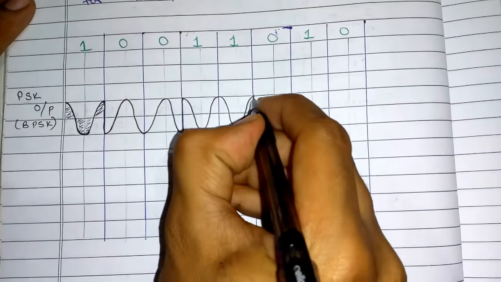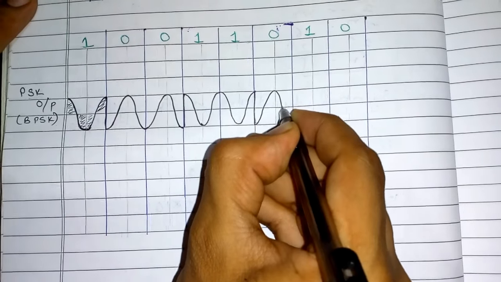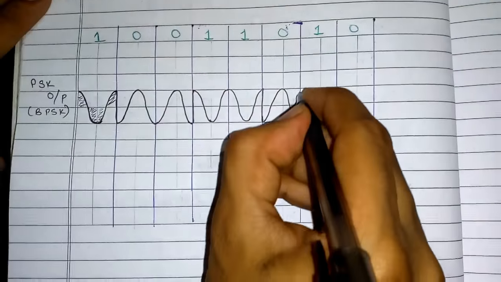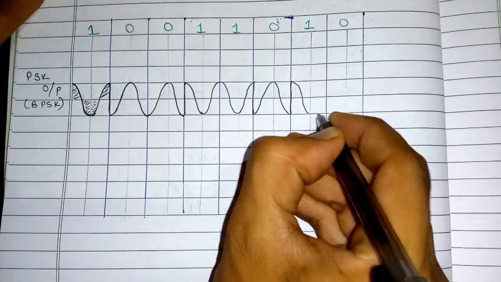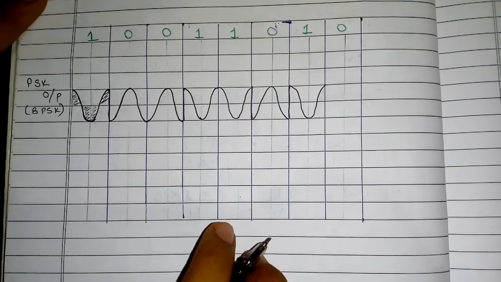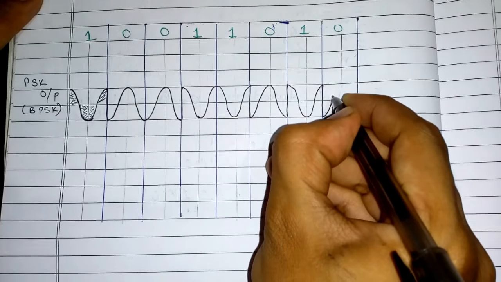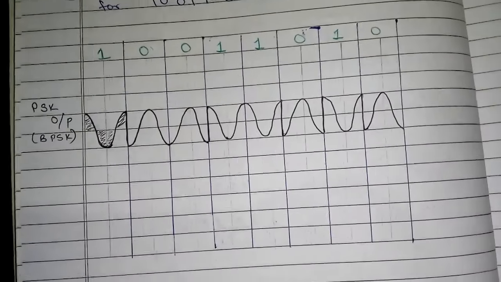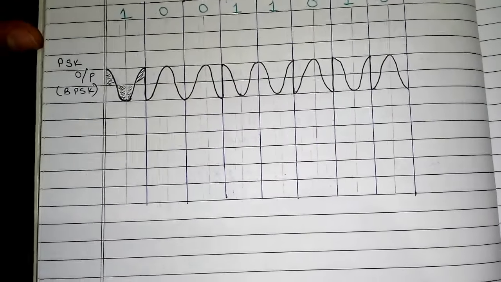0 is encountered, starts from low, goes high, comes back low. 1 is encountered, starts from high, goes halfway low, then becomes high again. 0 is encountered, starts from low, goes high, comes back. So this was my PSK, or sometimes also called BPSK output.